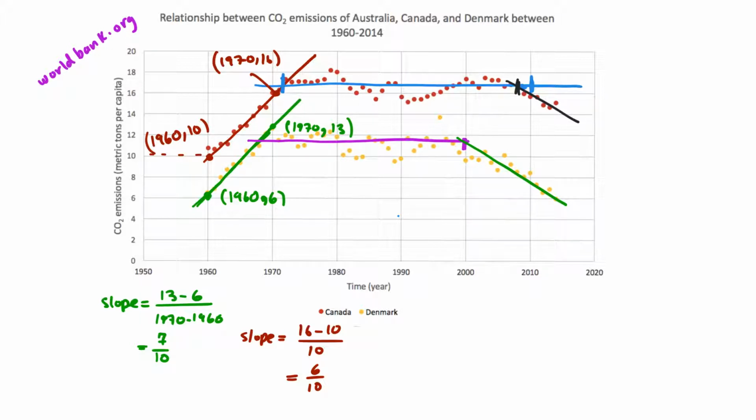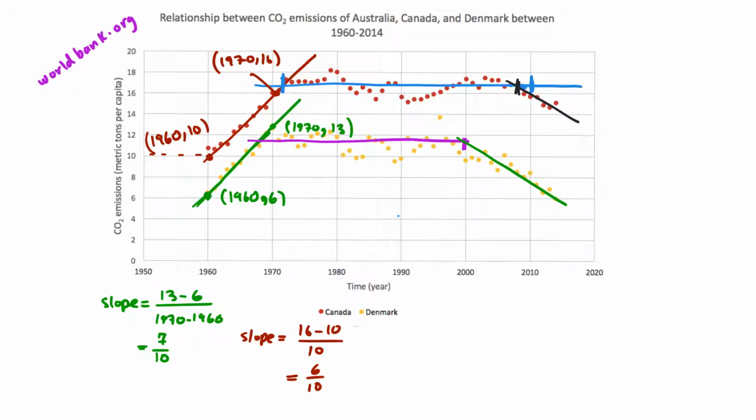And again, this is just a little bit of an extension of how you can use the slope to compare different scenarios, and in this case, we're comparing CO2 emissions between two different countries. I wanted to make a short video on slope, but it actually ended up being pretty long, but we did cover a good chunk of information.